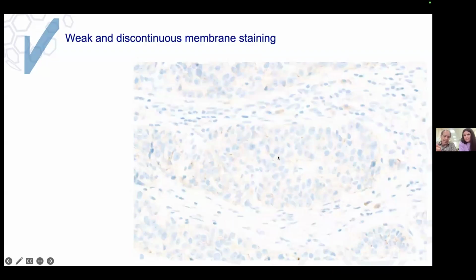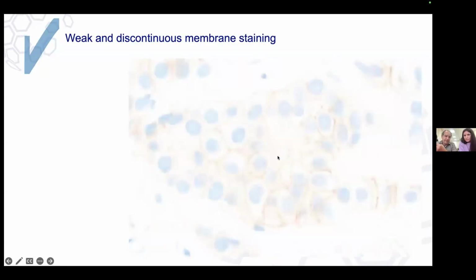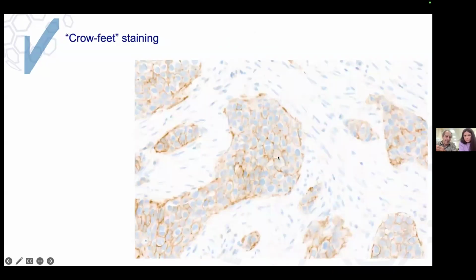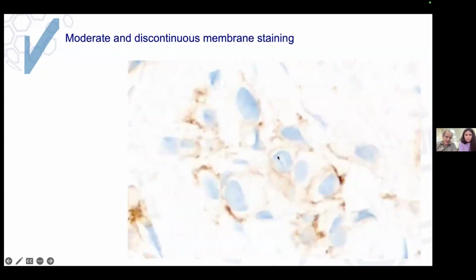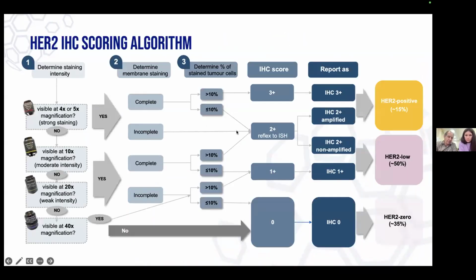More examples. Okay, so we got the message that there are these staining patterns we need to appreciate. Here you see it at the junction of 2 or 3 cells. Okay, fantastic. Now I would like to show you our algorithm for interpretation.